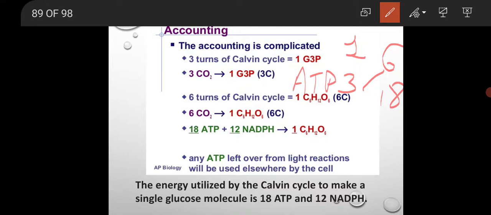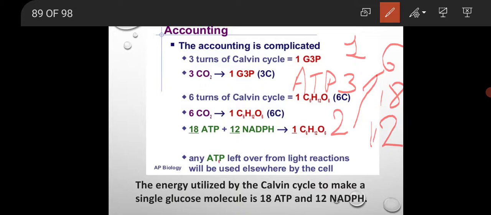ओके, 18 ATP है. और NADPH हमें एक साइकिल में कितने लगते हैं? 2 NADPH. ओके, to carry out 1 cycle we require 2 NADPH. तो 6 साइकिल्स रन करने के लिए हमें कितने NADPH लगेंगे? 6 × 2 = 12. ओके, सो दैट इज द सिंपल कैलकुलेशन. ओवरऑल 6 बार अगर हम केल्विन साइकिल रन करते हैं तब हमें 18 ATP की ज़रूरत होती है और 12 NADPH की ज़रूरत होती है.